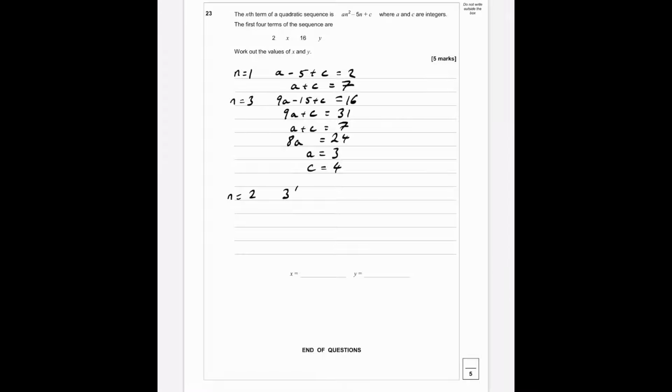Now we have a and c, we can work out x and y by substituting n to be 2 into our nth term formula. Now that a equals 3 and c equals 4, when we substitute 2 into that, we get 6 out. When we substitute 4 into that, we get 32 out, and therefore x must be 6 and y must be 32. Well done if you got that.